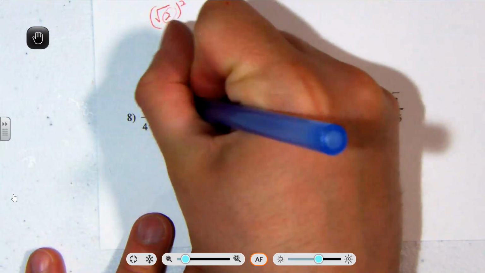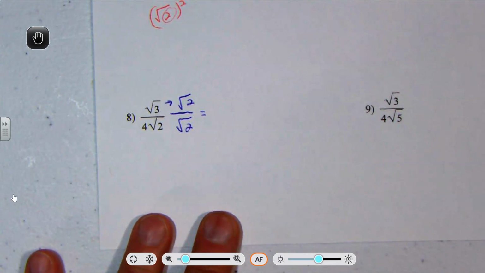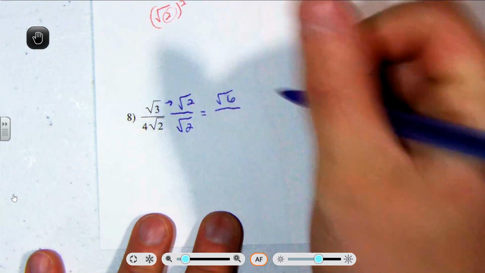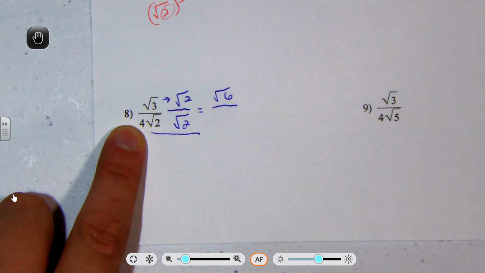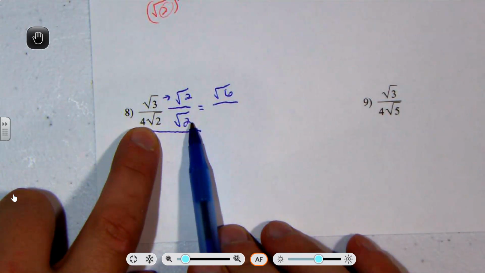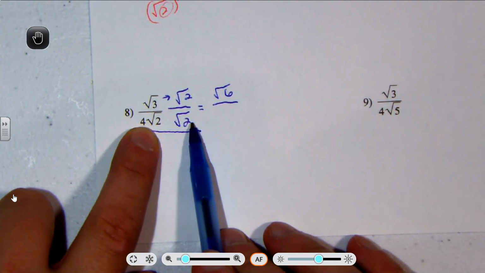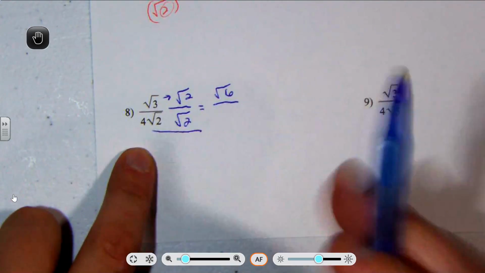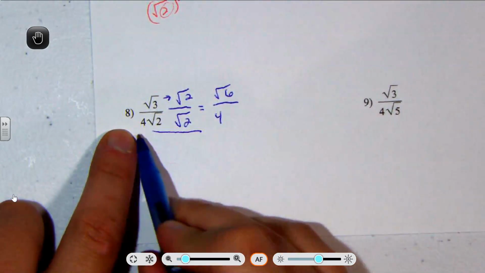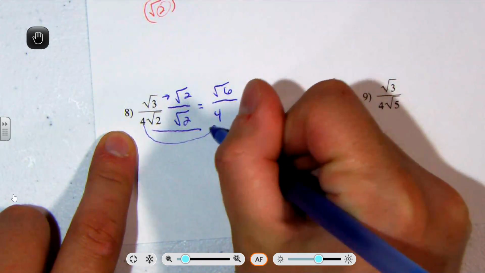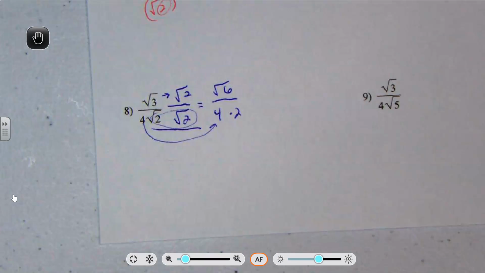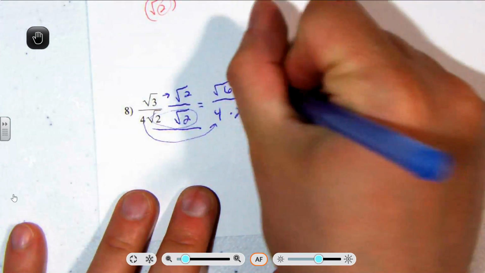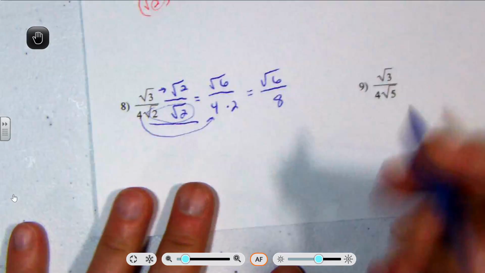So I multiply straight across in fractions. Square root 3 times square root 2 is just square root 6. I have this 4, but then I have square root 2 times square root 2. So square root 2 times square root 2 is just 2, or you can think of radical 4, which is 2. So I end up having this 4 over here, right? I can't get rid of that. And then these two things are going to just give me 2. So I have 4 times 2. So then I have radical 6 all over 8.